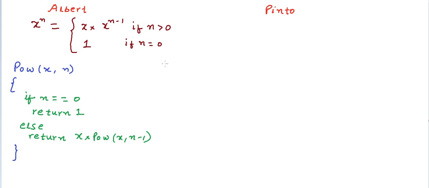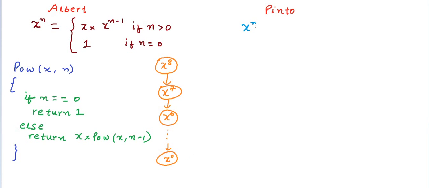So using this algorithm, if you want to calculate, say, x to the power 8, we make a recursive call to first calculate x to the power 7, and then x to the power 7 goes on to make a recursive call to calculate x to the power 6, and we keep on making recursive calls till x to the power 0, and x to the power 0 simply returns 1, and at this stage the recursion terminates. Now let us see Pinto's solution, and Pinto is a little smarter.